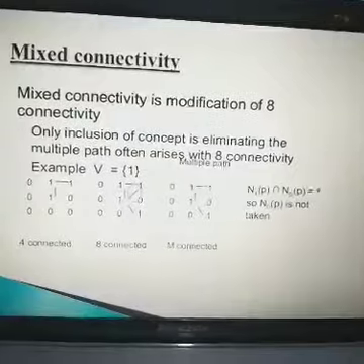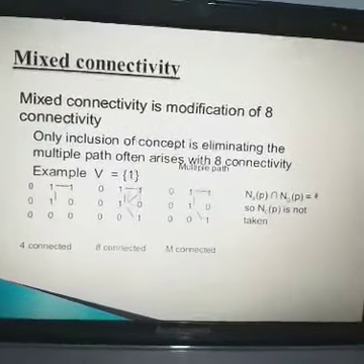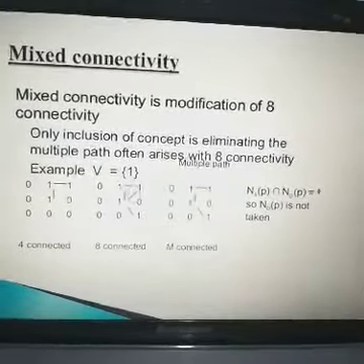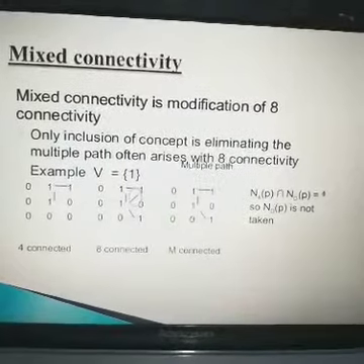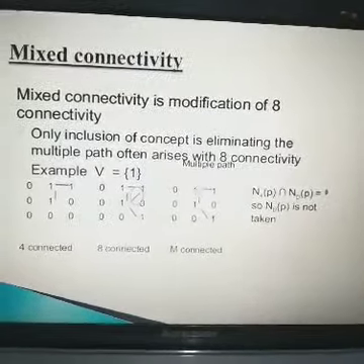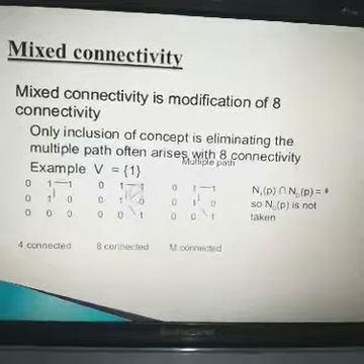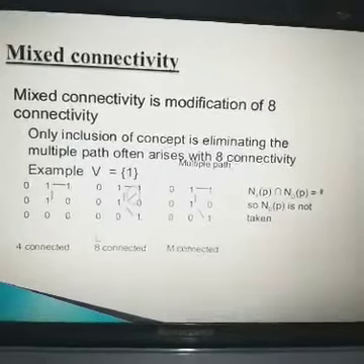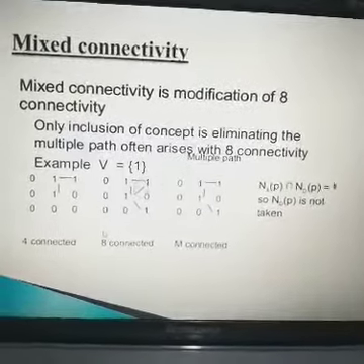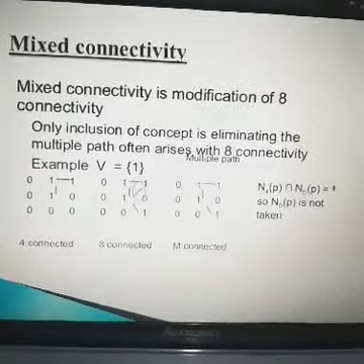So next is the mixed connectivity. The mixed connectivity is the modification of 8-way connectivity. The only inclusion of the concept is eliminating the multiple paths that often arise with 8 connectivity. It means that in mixed connectivity we eliminate the multiple paths.